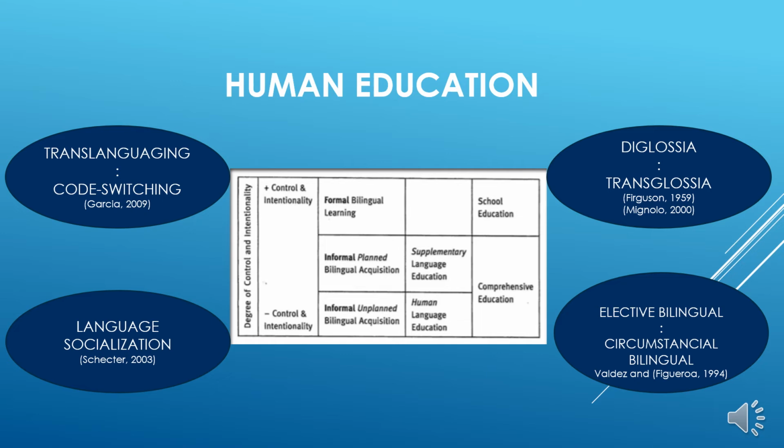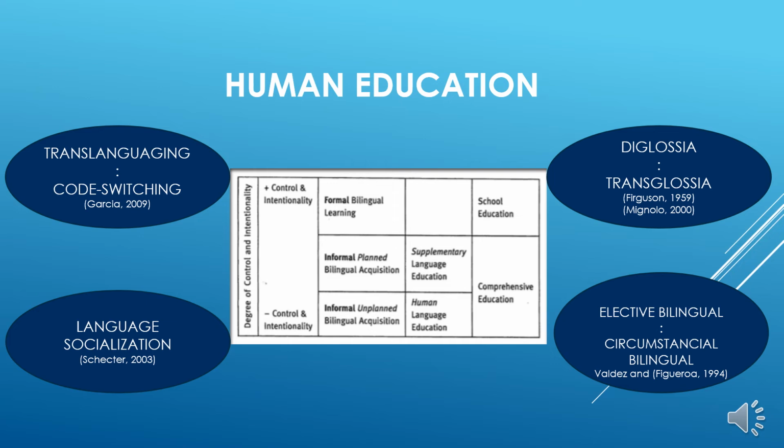So to finish with elective bilingual and circumstantial bilingual: the elective bilingual is when speakers are involved in formal bilingual learning and planned bilingual acquisition. And circumstantial bilingual is when people became bilingual simply by living in the language context. That's the image that you have.